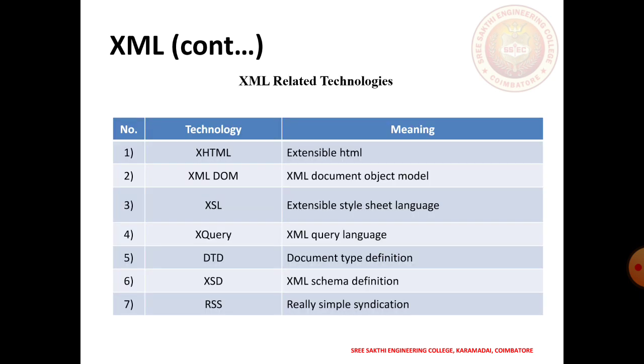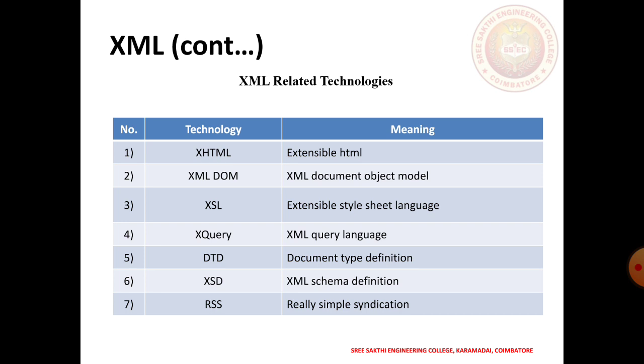Next, XML technologies. Here we have seven XML technologies. The first one, XHTML, is extensible HTML. It belongs to the family of XML markup languages. It was mainly developed to make HTML more extensible and increase interoperability with other data. The XML DOM is used to access and manipulate the data and also defines the XML file in a tree structure. XSL transforms the XML into another format like HTML.